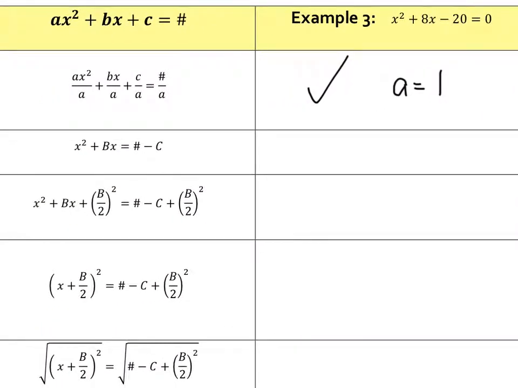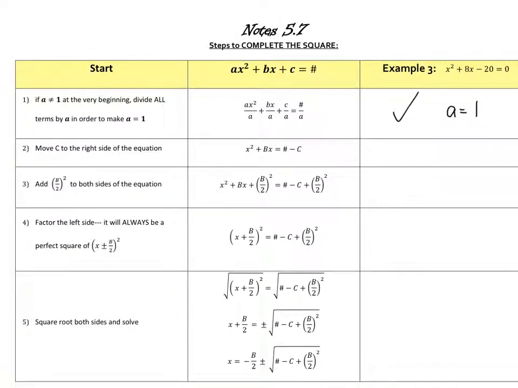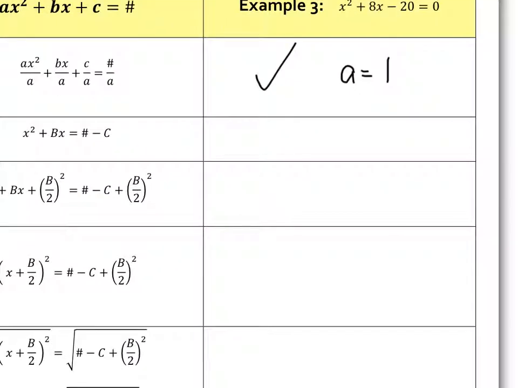Next step, let me read it. I'm going to zoom in and out a lot today. It says move c to the right side of the equation. So what is our c? Negative 20. To move it to the other side, what will we do? Add it. Okay, so we have 20 plus 0 on that side. So we will be left with x squared plus 8x equals 20.